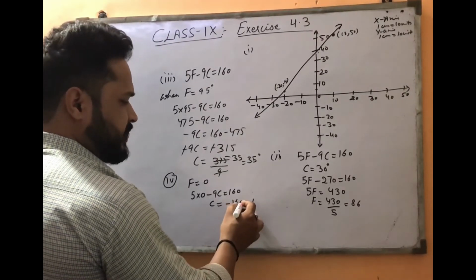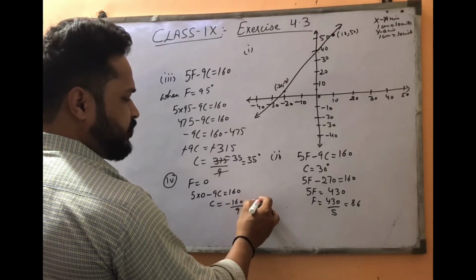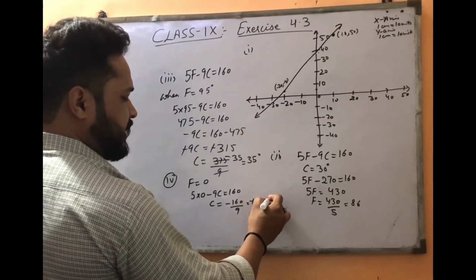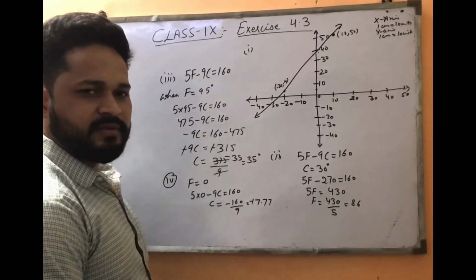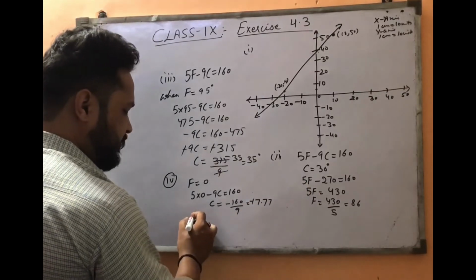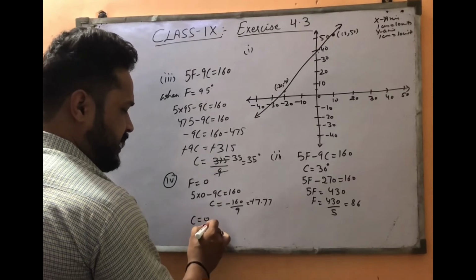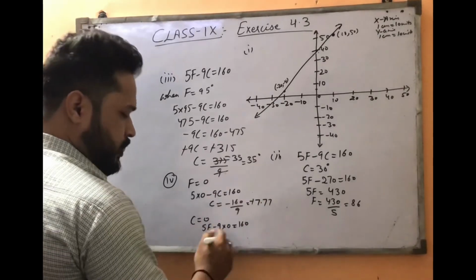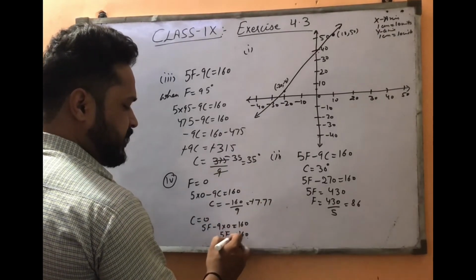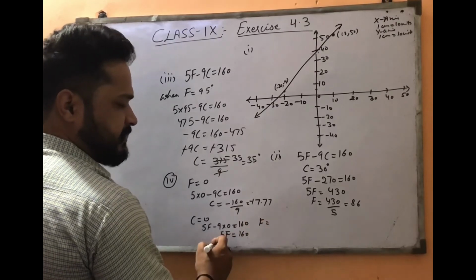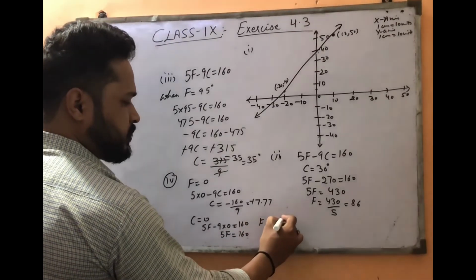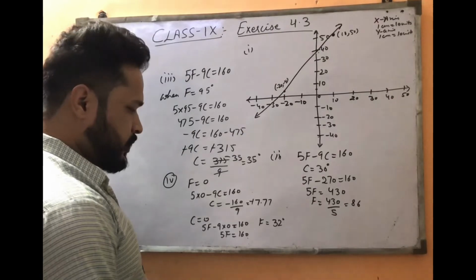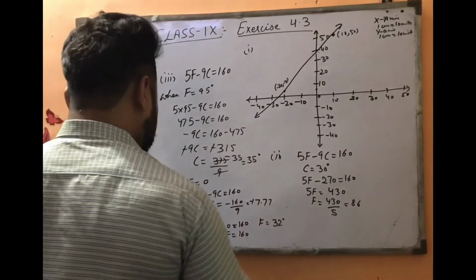9 1 जा 9, 70, 9 7 जा 63, again 7, this is 9 7 जा 63. So this is minus 17.77777 degree Celsius. And when C is equals to 0, that means 5F minus 9 into 0 is equals to 160 degree. You can put the value in this equation. So now 5F is equals to 160 degree. So now F is equals to 160 divided by 5. This is 32 degree Fahrenheit. So that means when C is equals to 0, F is 32. Okay. So these are the first, second and fourth.